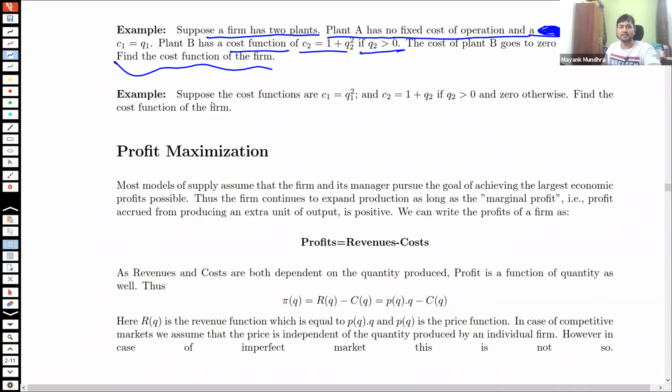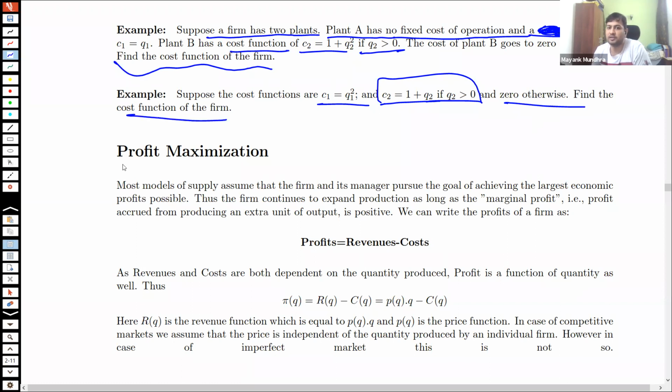Okay. In another example, suppose the cost functions are q1 square and 1 plus q2 if q2 is positive. So now the fixed cost is shifted to the linear cost function part, and 0 otherwise. So find the cost function of the firm.